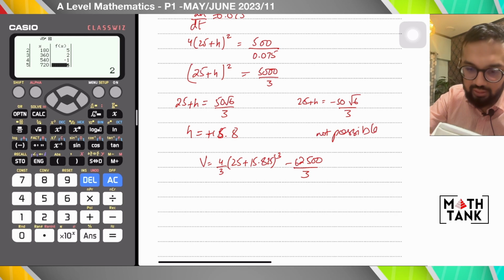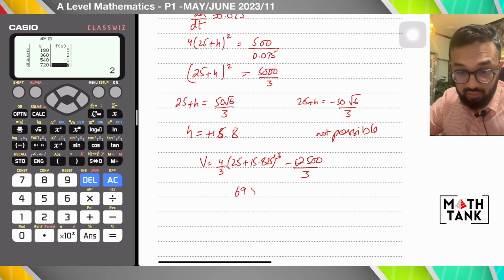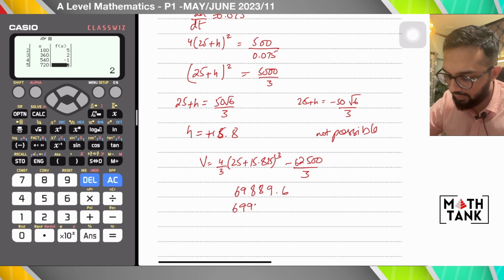4 over 3, 25 plus 15.8 power 3 minus 62500 over 3 gives me 69889.6. If I were to round this to three significant figures, that would give me this centimeter cube.